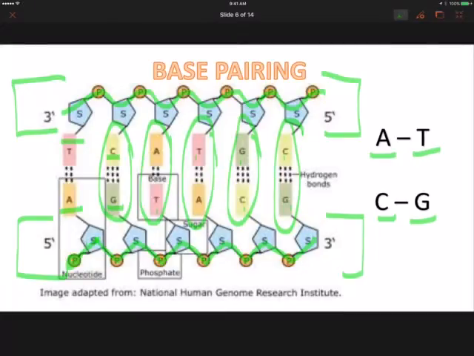The other thing you're going to notice in this diagram are these dotted lines between our nitrogenous bases. We have 1, 2, 3 dotted lines between that C and that G. That's showing that the C and the G bond together with hydrogen bonds. If you remember, hydrogen bonds are not really strong bonds, but there are 3 hydrogen bonds between a cytosine and a guanine, while there are 2 hydrogen bonds between a thymine and an adenine.